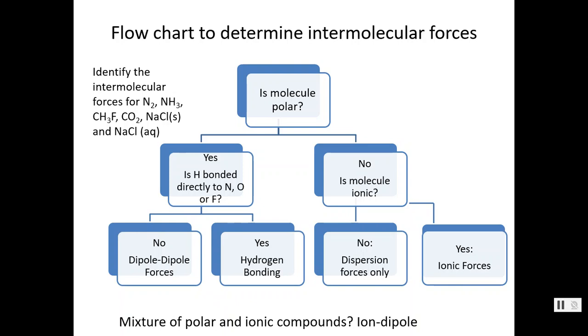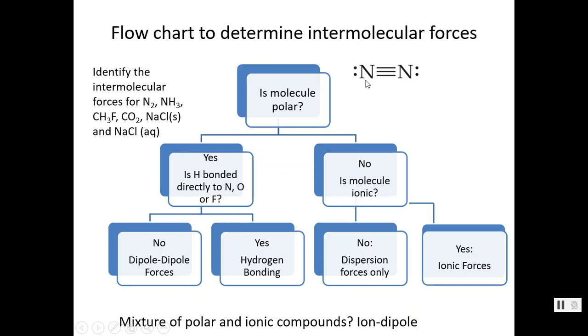Okay? So we're going to use this flow chart to do 2 examples in this video, and we'll do some more examples in 2 more videos. But let's use this chart and our knowledge to identify the intermolecular forces for these molecules, and let's start with N2. So with nitrogen, N2, we have to draw the Lewis dot structure for that. We did that in a previous video. So here's the Lewis dot structure for nitrogen.